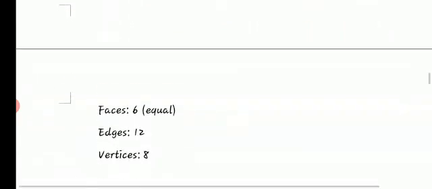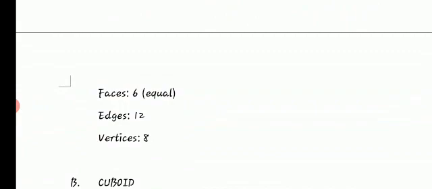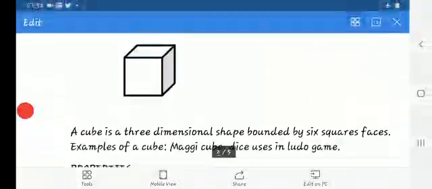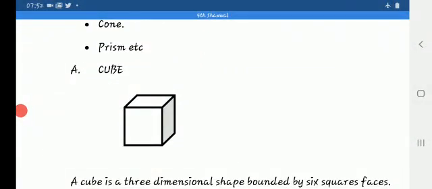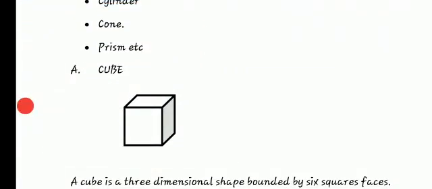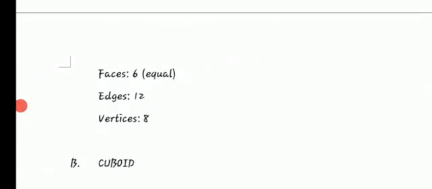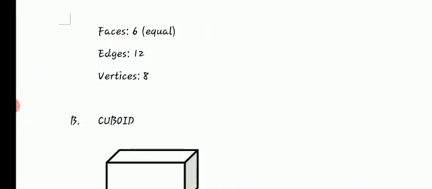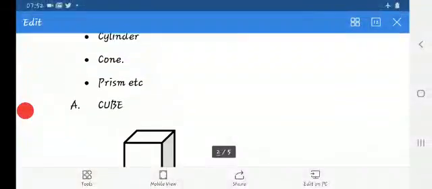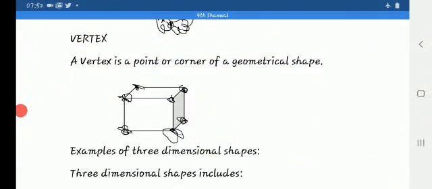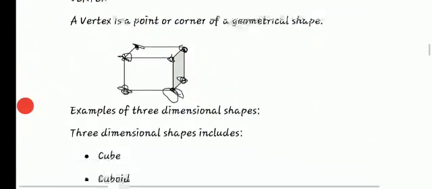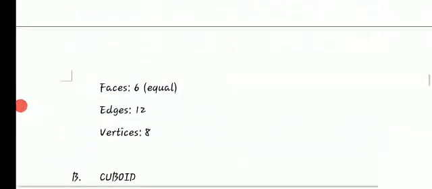The properties. It has six equal faces, that is, the square there, all the sides of a square are equal. The edges, 12 edges there. You have 4 up, 4 down, 4 at the side there. So you have 12 edges and 8 vertices, all those points. 1, 2, 3, 4 up. You have the same thing down, 1, 2, 3, 4 down. So we have 8 vertices.